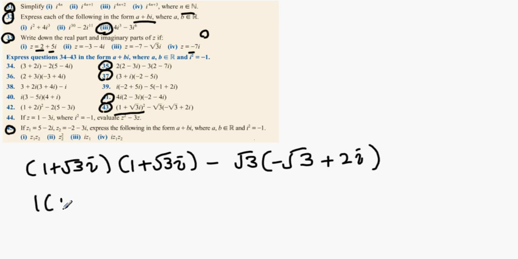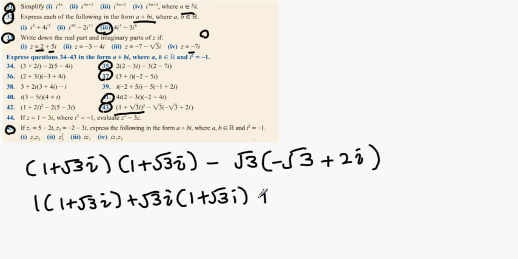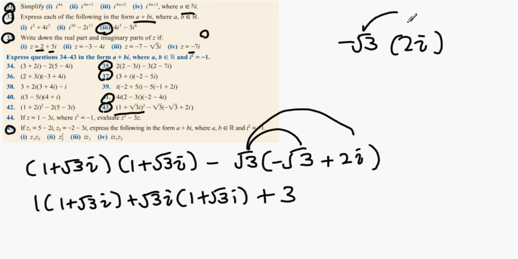Now we're going to multiply this out. It's going to be 1 into (1 + √3i). Then it's going to be plus √3i into (1 + √3i). And then −√3 by −√3 is plus 3 when you multiply the two of them out. Then −√3 by plus 2i, so −√3 multiplied by 2i. You multiply the 2 by the −√3 and you get −2√3, and you get the i behind that. So −2√3i.